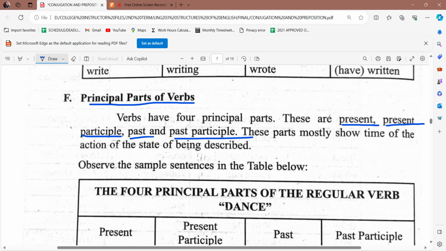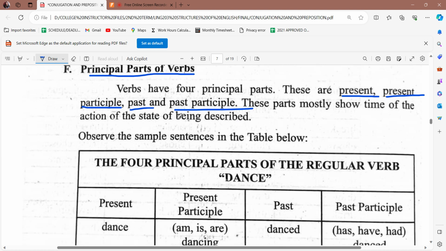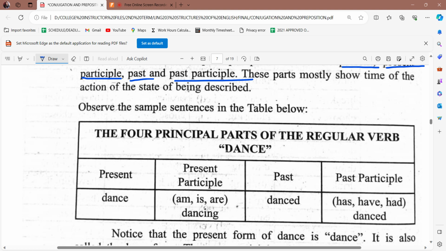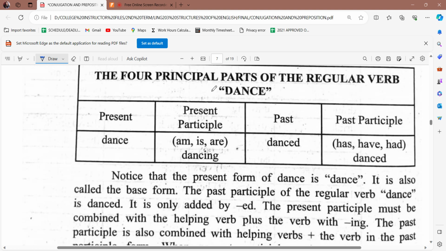For the aspect, we have the simple, the perfect, continuous, and perfect continuous. Okay? So these are the sample sentences. The four principal parts of the regular verb dance. We have the present, dance. For the present participle, you add a be verb to it. Again, the be verb is am, is, are, was, and were. So just add dancing, and then past is dance with ed, and then past participle is has, have, had, plus the past participle of the verb dance. So it is just the same.